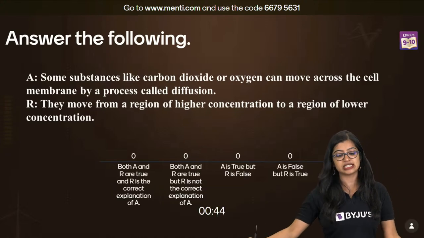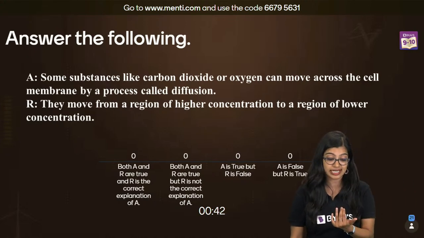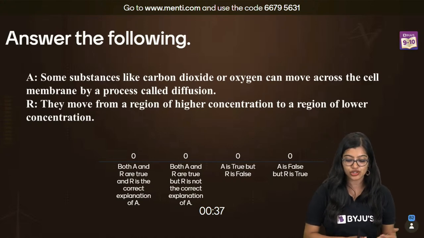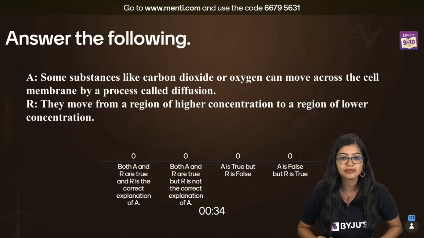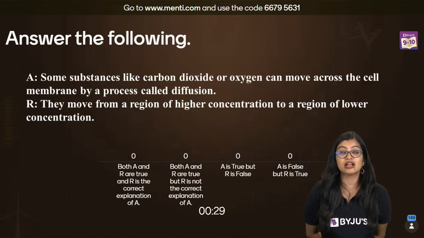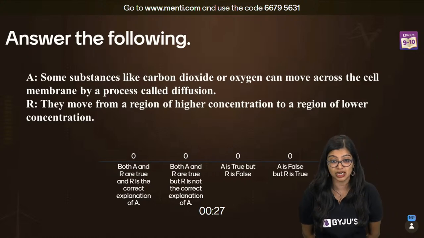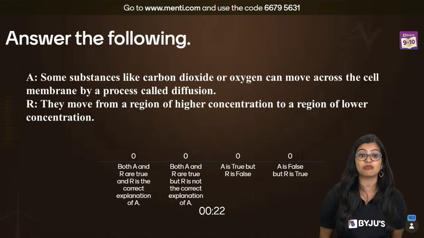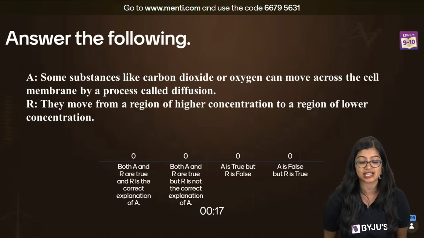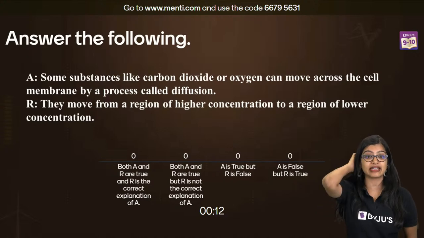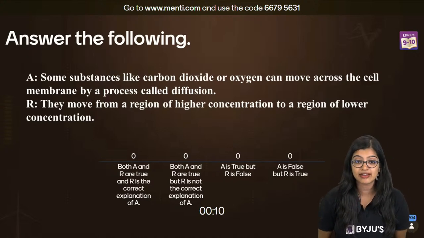Assertion A says that some substances like carbon dioxide or oxygen can move across the cell membrane by a process called diffusion. Reason being that they move from a region of higher concentration to a region of lower concentration. Very simple and easy. For those of you who struggle with animal tissues as a chapter, please make sure that you make mind maps, because that will definitely help you remember. With diagrams and most concepts in biology, especially at your level, you need a lot of active recall. A lot of revising and recalling is necessary, okay? Very, very important.